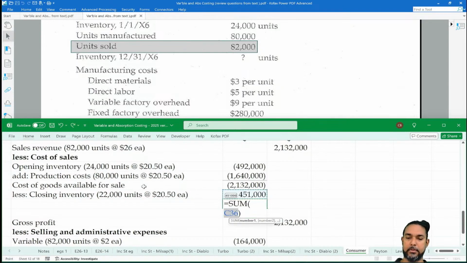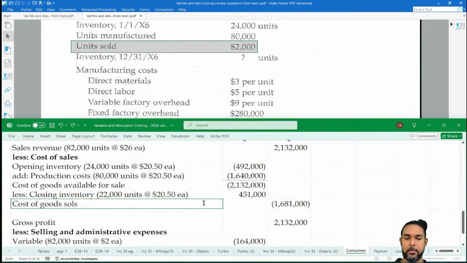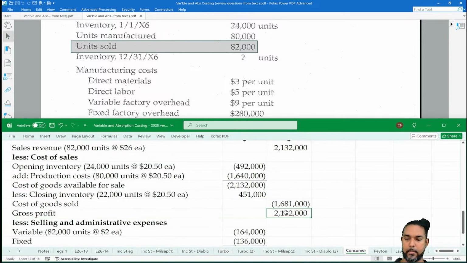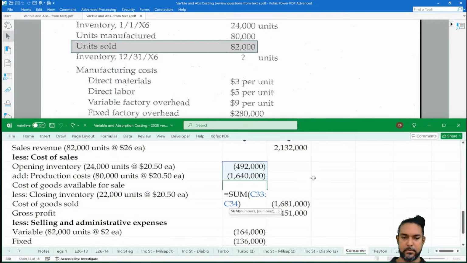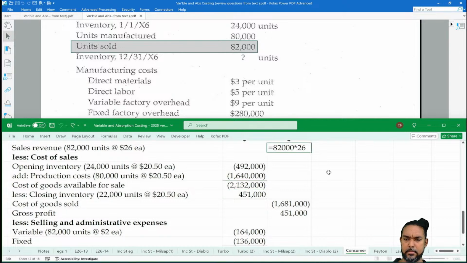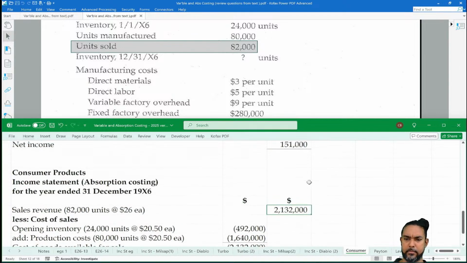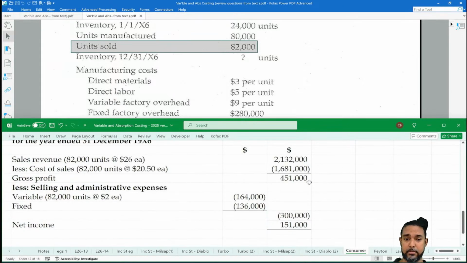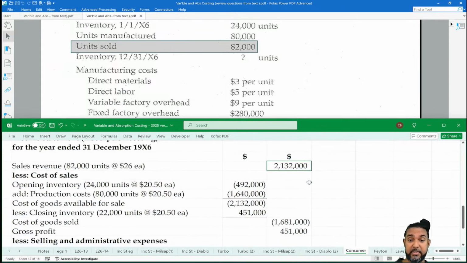All right, cool. This 1681. Okay. $451? We did something wrong. $82 by 26. Okay, no. 16. Yeah, we have the same 1681.